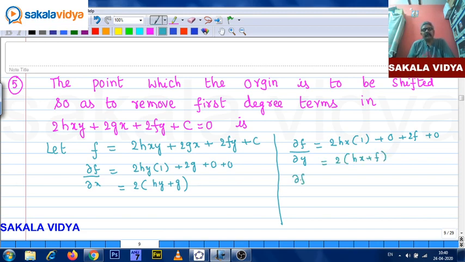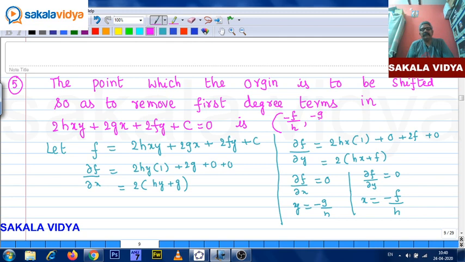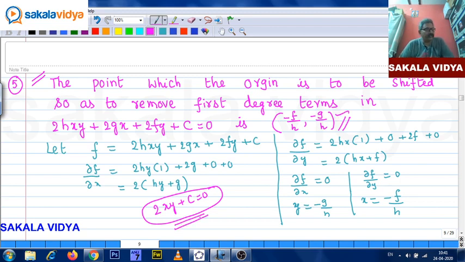In order to find out the new origin, dou f by dou x is equated to 0, and dou f by dou y is equated to 0. So if you equate, dou f by dou x is equal to 0 means you get y equals to minus g by h. Here x is equal to minus f by h. So now here we can write the formula: minus f by h, minus g by h. This you remember. Transformed equation will be in this form: 2hxy plus constant is equal to 0. That means if you shift the origin to this point, the equation becomes like this. Only two terms it becomes.